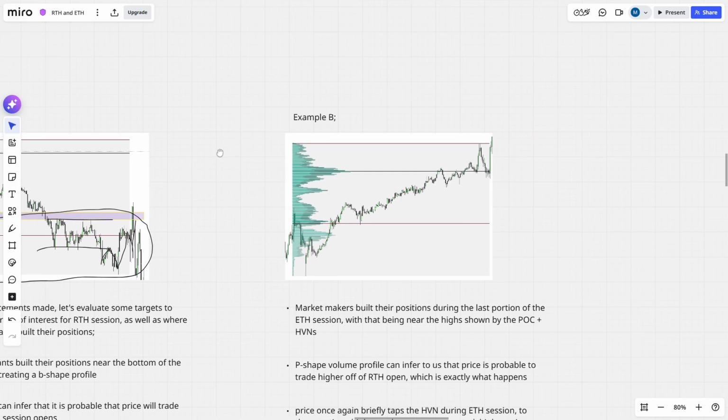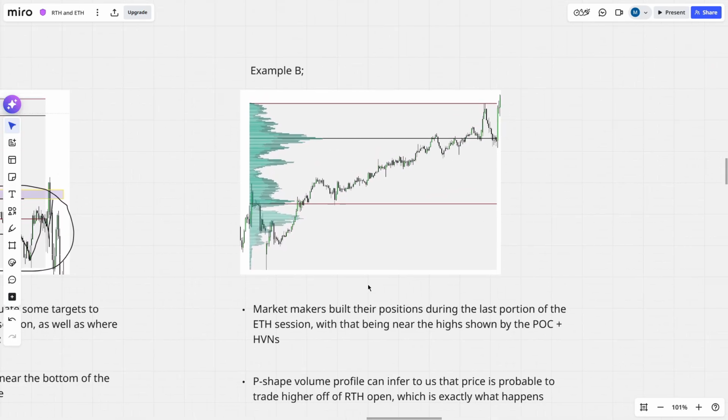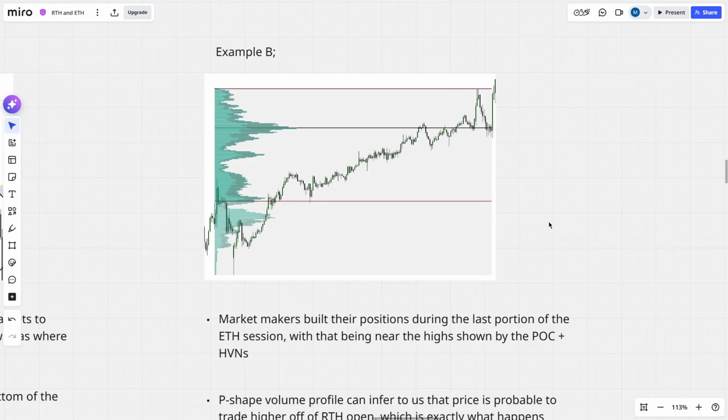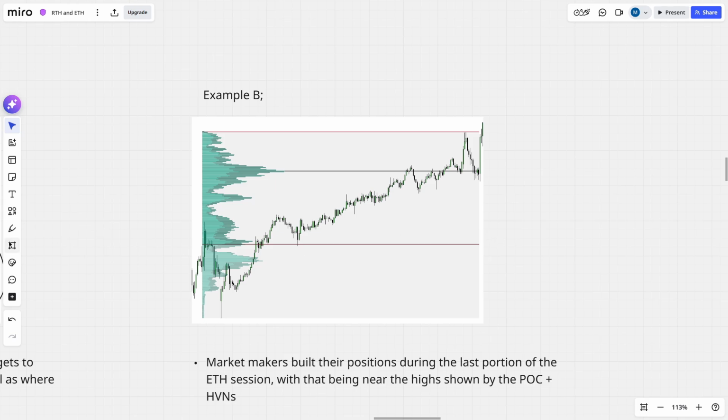So moving on to example B, what can we see? We can say that these market makers were building their positions during the last portion of the ETH session, with that being near the highs shown by the POC and the HVNs. Simply, POC is here. As you can see, positions are being built, and price is being accepted until we get that eventual breakout over here.